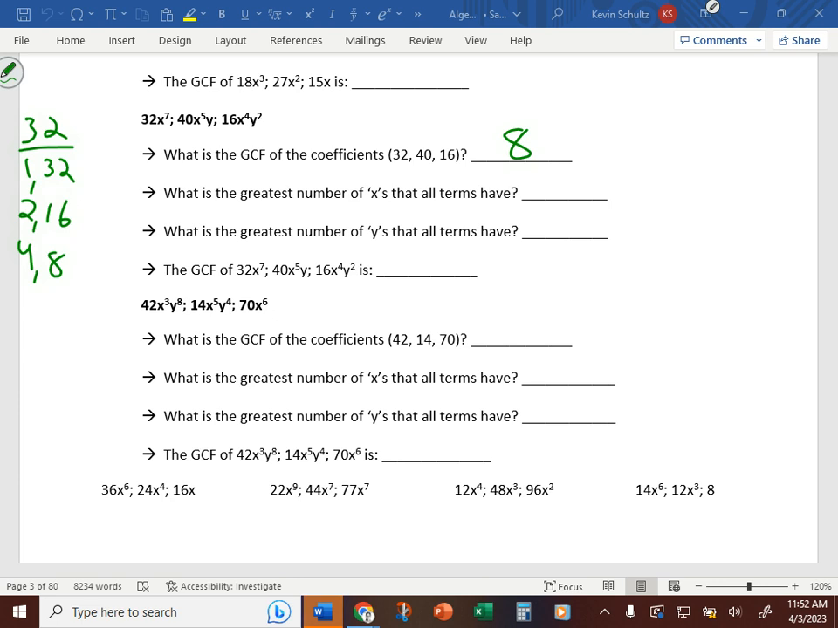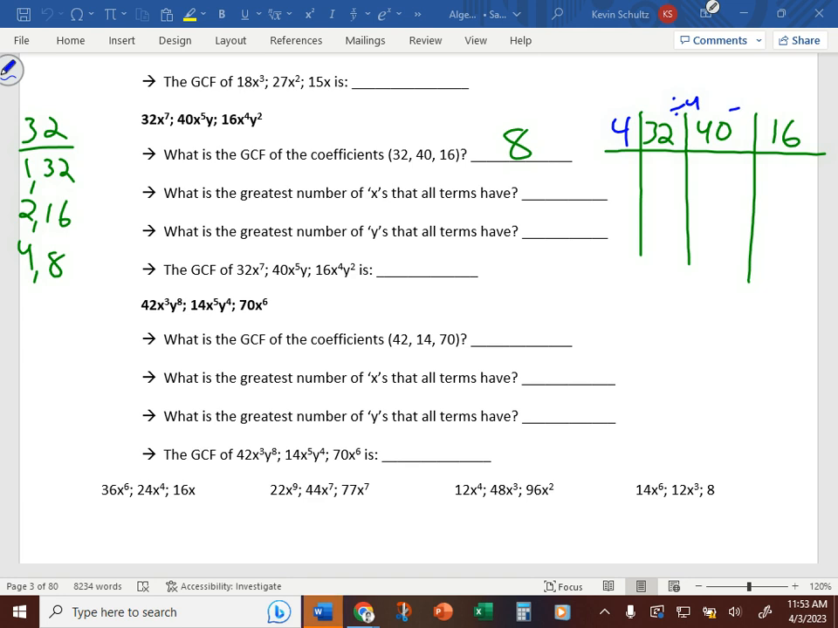We also learned of a table method. If you recall this one, you would make kind of a chart. We've got 3 numbers: 32, 40, and 16. Anyone remember this? If not, jot this down so you can refer to it. If you have trouble finding the GCF of the numbers, which in this case is kind of the hardest part here, this is one way to do it. What's a number that goes into 32, 40, and 16? Let's not pick 8. 4 does. 2 does also. Let's put the 4 there. And then what you do is you divide each number by that 4.